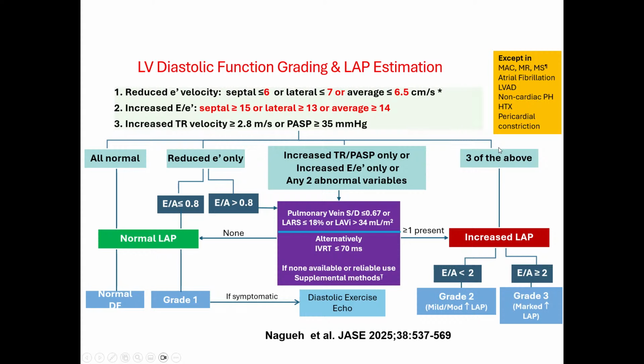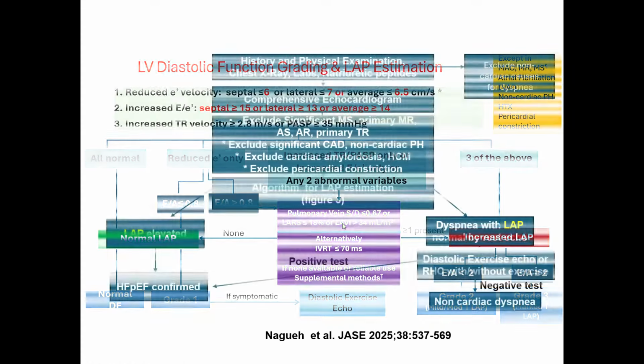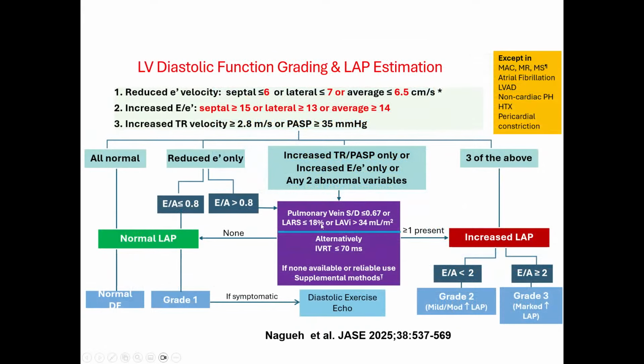If all of them are abnormal, then LAP is elevated, and depending on the E to A ratio, we call it either grade 2 or grade 3. If we end up with a mix of values or missing signals, then we go to that purple box and we look at pulmonary veins, systolic diastolic velocity ratio. We look at the left atrial reservoir strain.